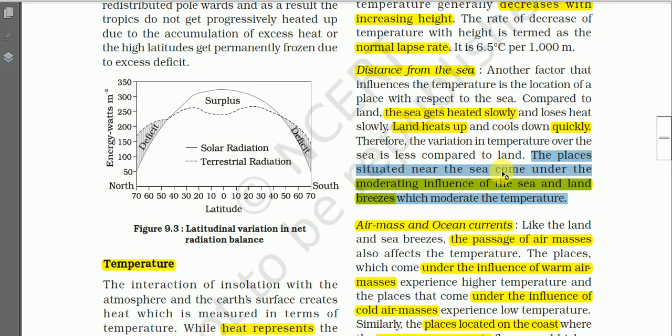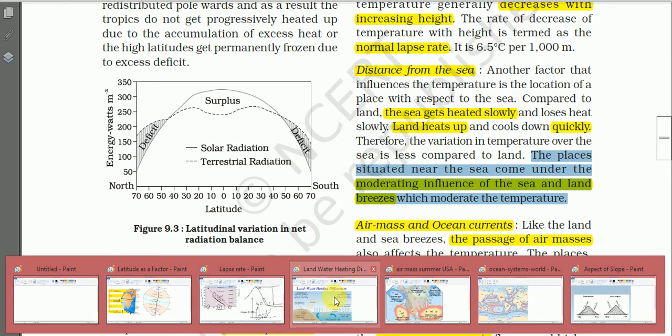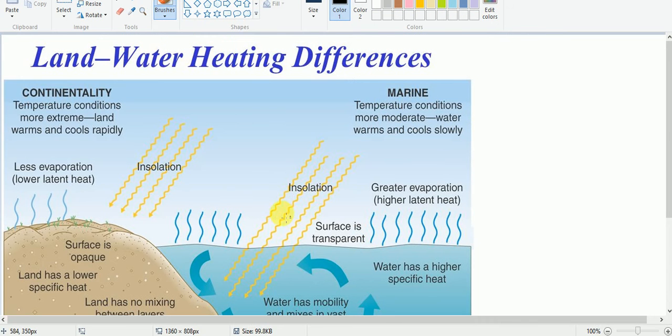Now let us consider one diagram. See, this is the diagram which was opened earlier. This diagram explains why land heats up and cools down quickly as compared to sea. In other words, why sea warms up and cools down slowly. So it is given here.